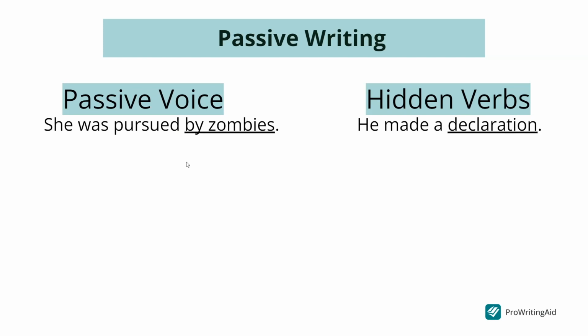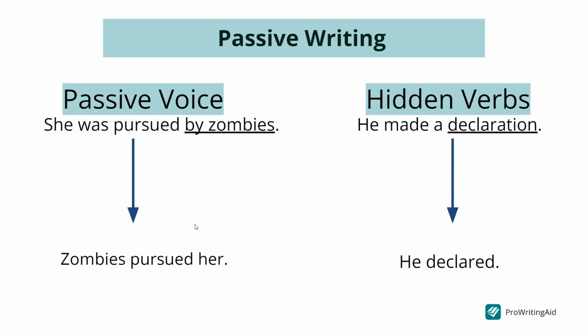So an example of passive voice is she was pursued by zombies. That's one of those little tricks: your sentence is in passive voice if you can insert by zombies at the end. The zombies are doing the pursuing. So zombies pursued her. Now, we'll talk about some occasions where you might want to use passive voice, but in general, you want to flip this to be a more active sentence. He made a declaration. You can see that we have the verb declare hidden in this word. He declared. We've gotten rid of some of these small words and cleaned it up and used more action in our writing.